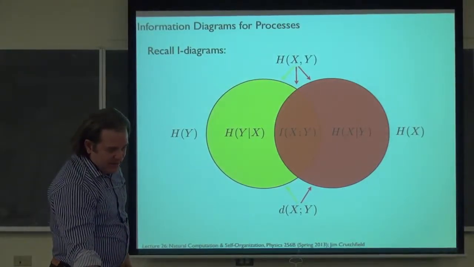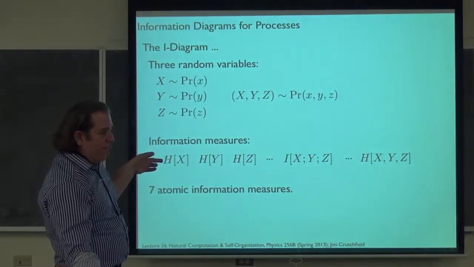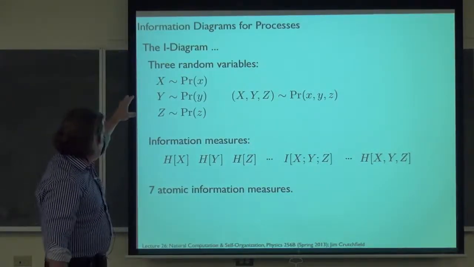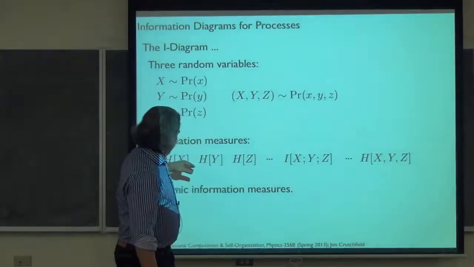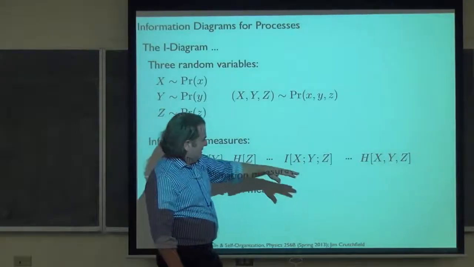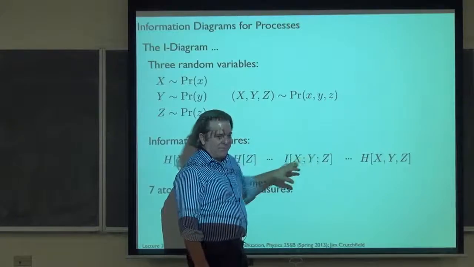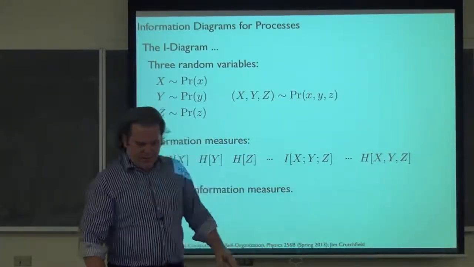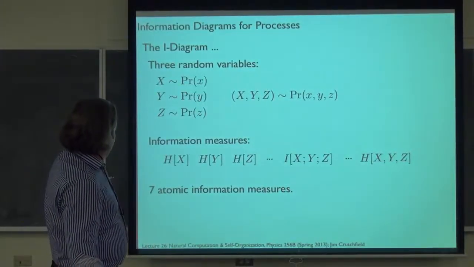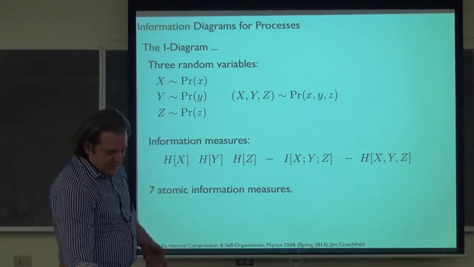What's more interesting now is to think about a three-variable I diagram, which we covered. So we have three variables, x, y, and z. We have various information measures: single variable marginals, three-variable joint, the three-way overlap, the three-way mutual information, the various conditional entropies, conditional mutual informations, all possible information measures. There are seven atomic, smallest pieces.